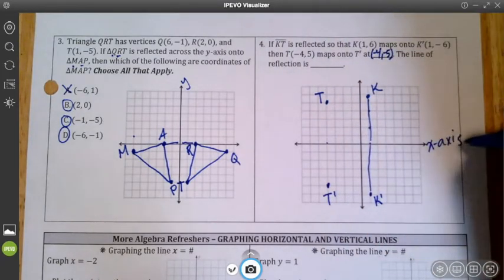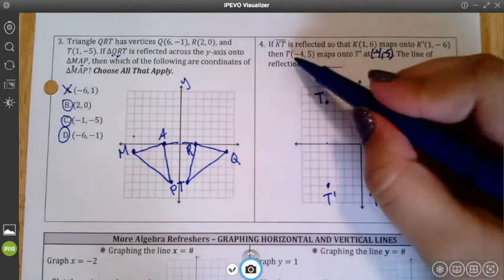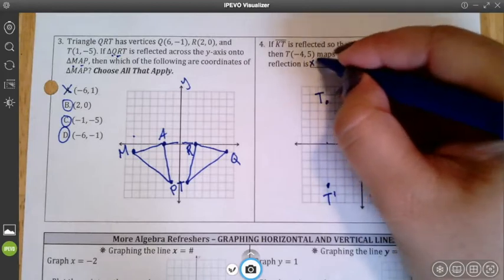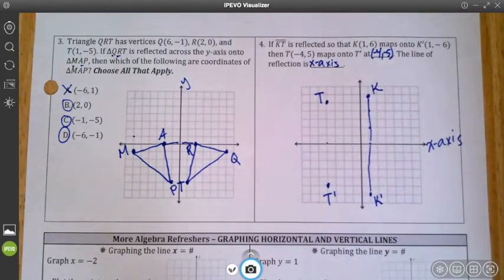Again, we could also use algebraic. Across the x-axis, the x value doesn't change, the y value does. Our line of reflection is the x-axis.